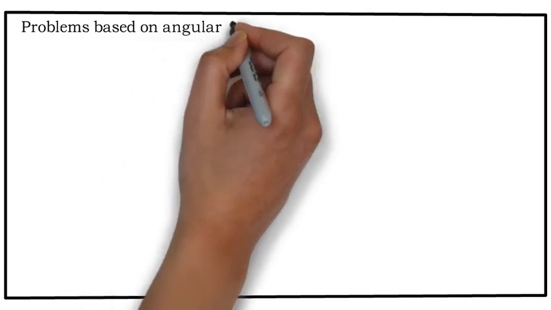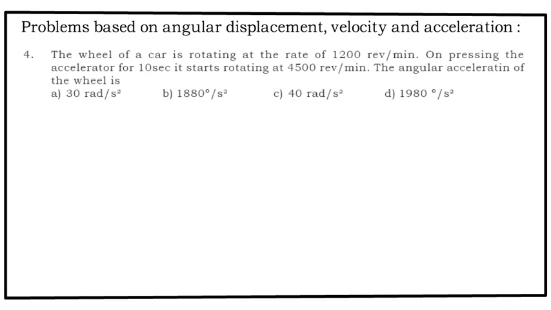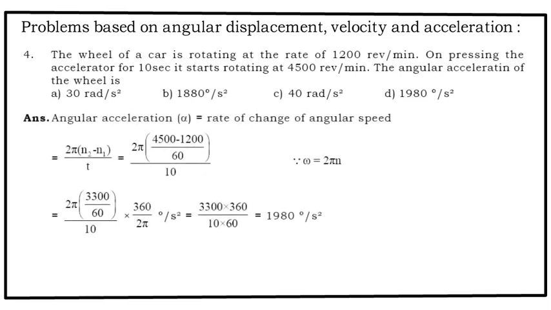Now, problem based on angular displacement, velocity and acceleration. The wheel of a car is rotating at the rate of 1200 revolutions per minute. On pressing the accelerator for 10 seconds, it starts rotating at 4500 revolutions per minute. The angular acceleration of the wheel is, now see, alpha would be equal to rate of change of angular speed, that is omega 2 minus omega 1 upon t. Now you know, once the things are given in RPM, you need to convert in RPS, that is revolutions per second. To convert that into RPS, you will divide by 60.